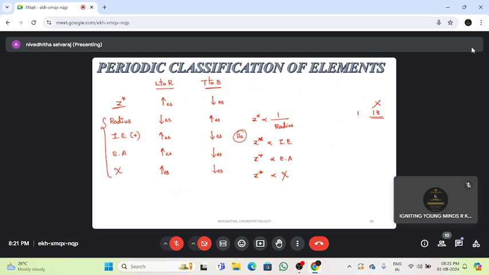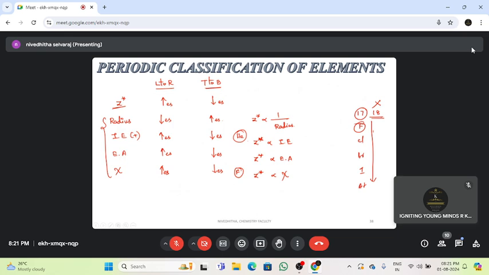Now we have to check the 17th group elements. So what are all the elements present in the 17th group? Fluorine, chlorine, bromine, iodine, astatine. So as we move down the group, effective nuclear charge decreases, and electronegativity also decreases. So logically, fluorine will have the highest electronegativity. Okay. Now we'll come to electron affinity.